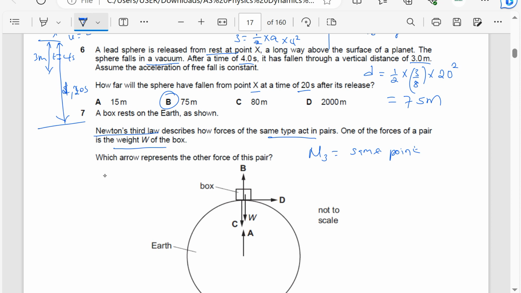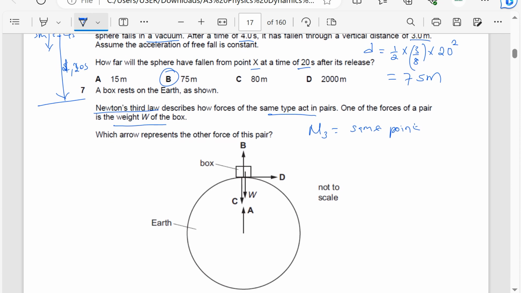So if they said one of the forces of a pair is the weight, Newton's third law describes how forces of the same type act in pairs. One of the forces of a pair is the weight W of the box. Which arrow represents the other force of this pair? So we are just looking for a force which is acting in the same line as the weight.